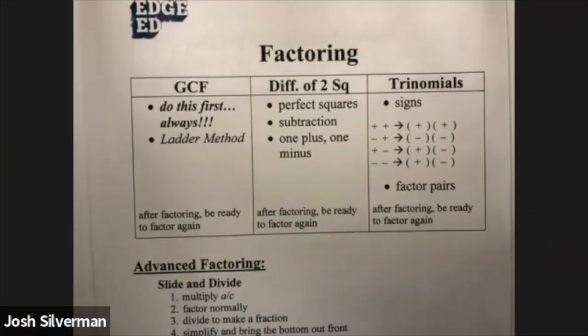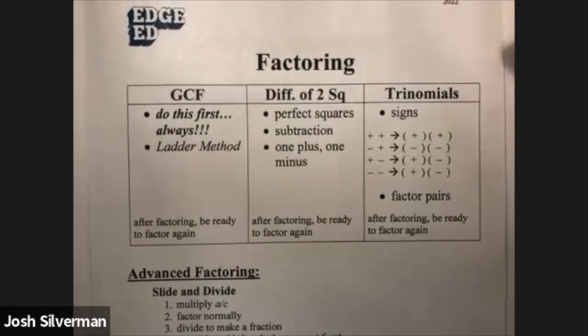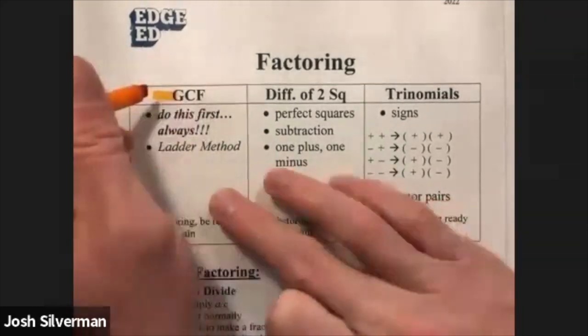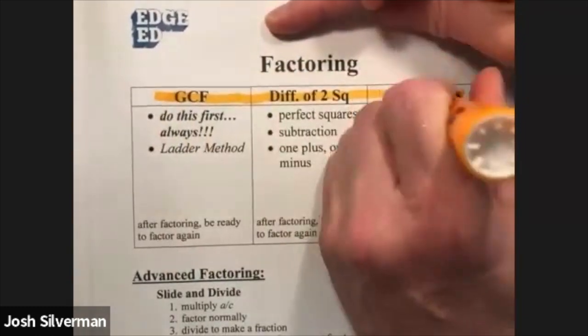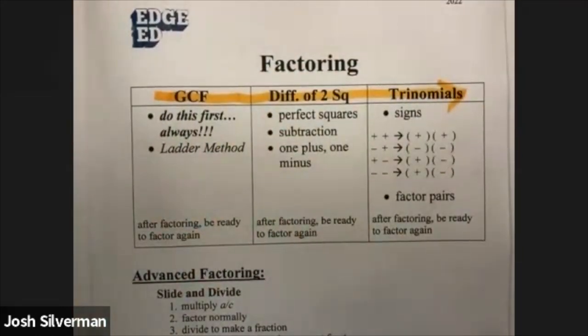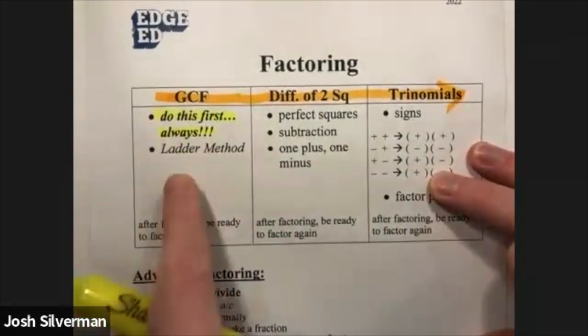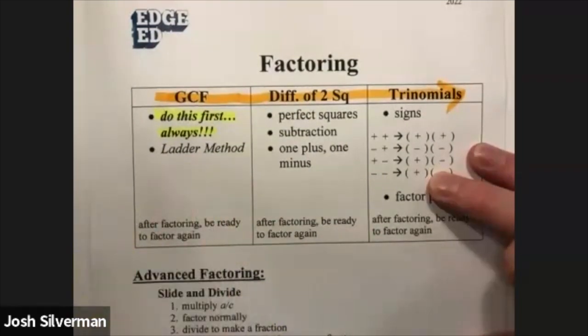Here's how you want to read this. It goes from the left to the right. So it will always go GCF first. Always, always, always GCF first. Do this first, always. The ladder method, that is our technique for finding the GCF. We'll take a look at that in just a moment.